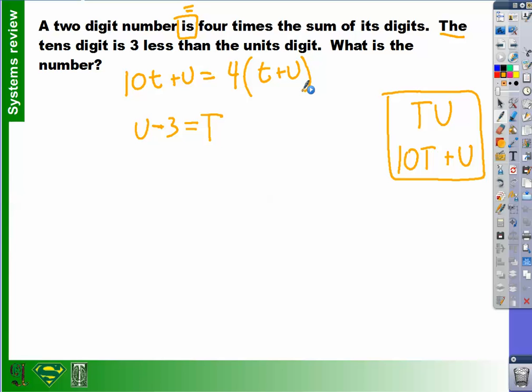So now I have successfully translated both of my English sentences into mathematics, and now it's time to solve them as a system of equations. Now, this bottom equation is nice and simple. There's nothing that I can combine. It's in simplest form. I'm not going to touch it. But this top equation, there's a lot going on in it. So let's simplify it. What's my first step? Distributing the 4. So I am left with 10t plus u, I have not done anything with the left side of the equation, is equal to 4t plus 4u.